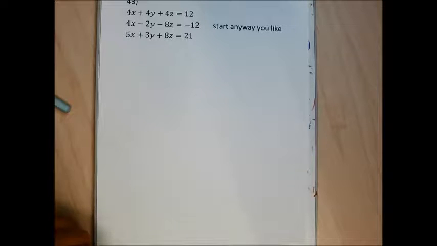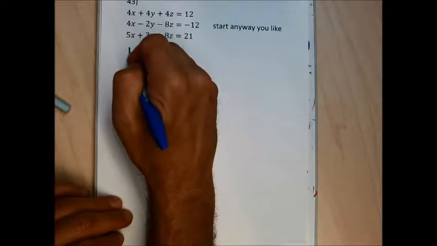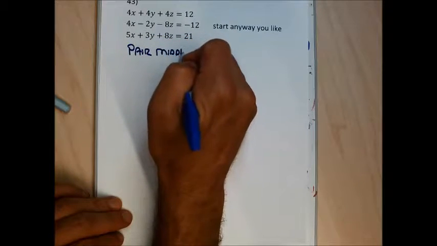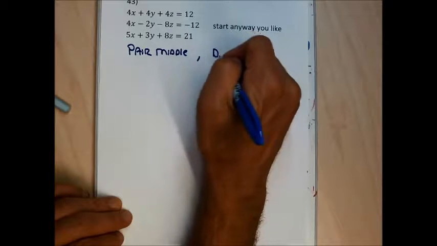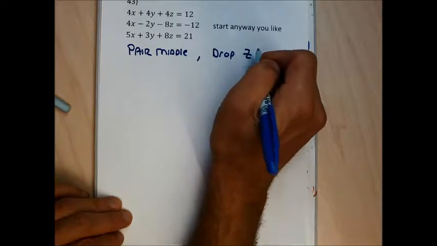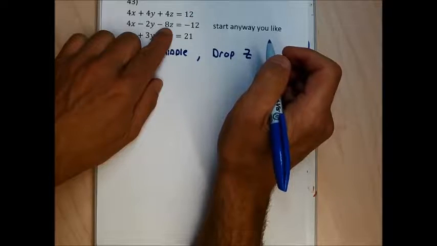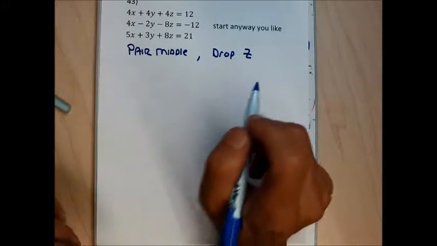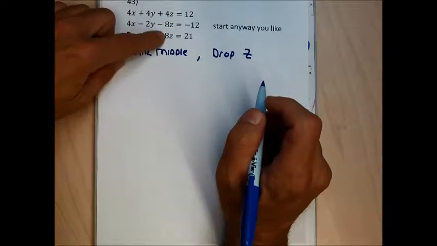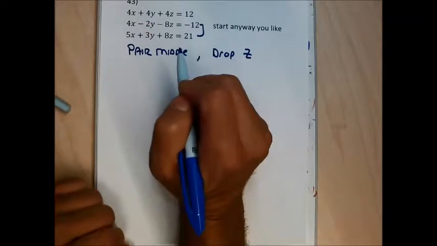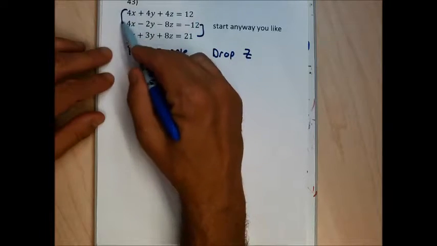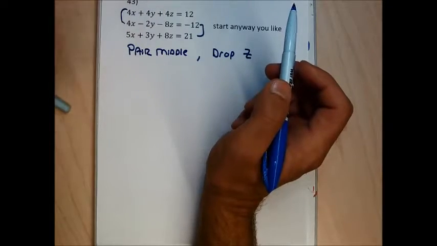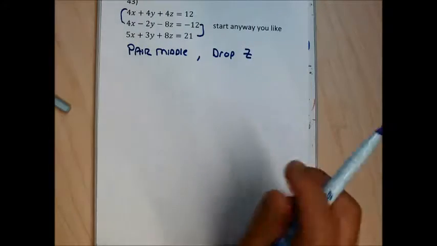And my best guess would be to pair the middle with the other two and drop the z's, because if you look at the z in the middle, it's negative. The z's in the other ones are positive. Negatives and positives are nice. I like opposite signs. And the bottom two equations, if you add them together, the z's will drop. To get the z's to drop from the top and the middle, you can just multiply the top by 2 to get an 8z. So that's probably a really nice way to solve that.